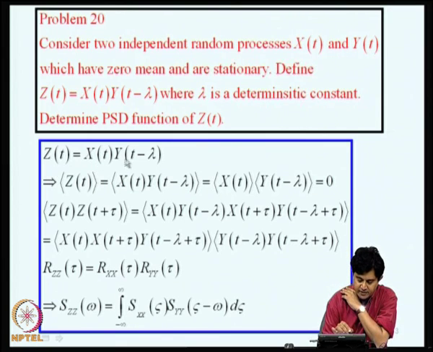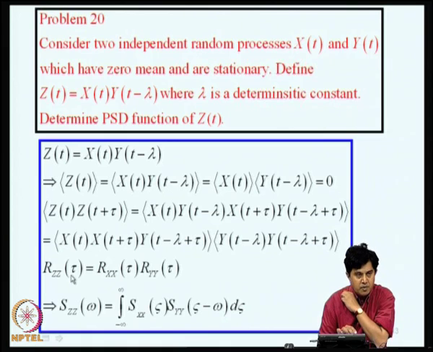Now, z of t is x of t into y of t minus lambda. So, the expected value of z of t is the expected value of this product, but since x of t and y of t are independent, I can multiply the expectations, and since x and y have 0 mean, the mean of z of t becomes 0. Now, I will construct the product z of t into z of t plus tau. So, that will be x of t into y of t minus lambda, x of t plus tau, y of t minus lambda plus tau. If we complete this calculation, we can show that the autocovariance of z of t is obtained as the product of the autocovariance of x of t and y of t.